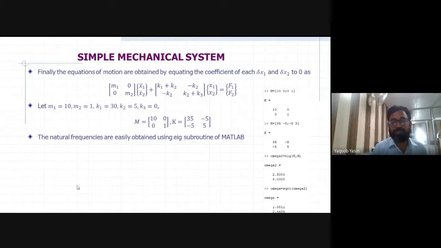Because we have a very simple structure, with different masses known to us, we can very easily find the two natural frequencies of the system by using the eig subroutine.